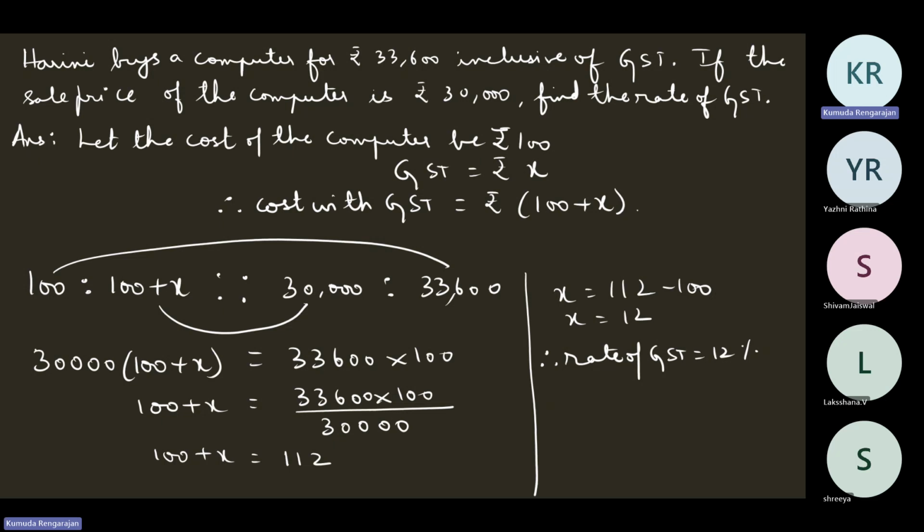So if we assume the cost to be 100 and the GST to be rupees X. If the GST is 4%, then it is 4 rupees for 100 rupees. It means the GST value is 4 rupees for 100 rupees. So we have taken the GST as rupees X for 100. So whatever value you get for X, that only will be the percentage of GST also.